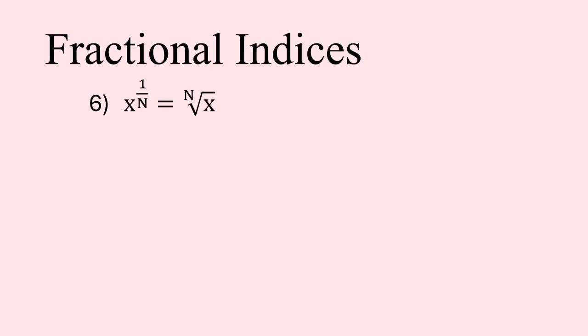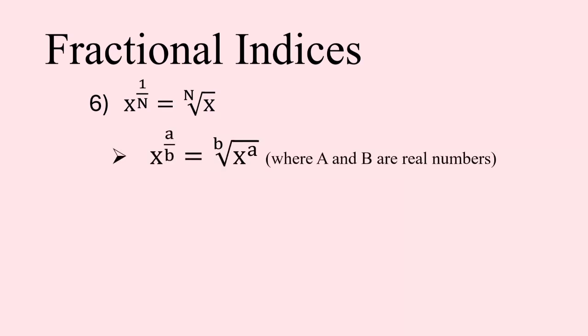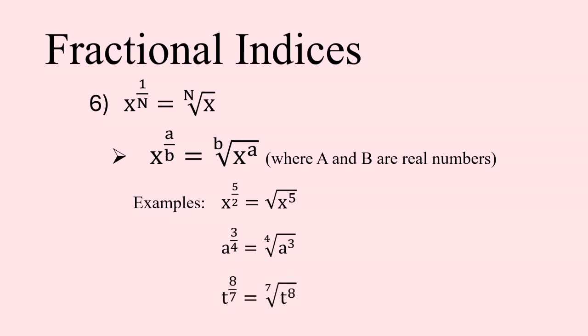Now, since x to the power of 1 over n is equal to the nth root of x, it follows that x to the power of a over b is equal to the bth root of x to the power of a, where a and b are real numbers. For example, x to the power of 5 over 2 equals the square root of x to the power of 5. a to the power of 3 over 4 is equal to the 4th root of a to the power of 3. t to the power of 8 over 7 is equal to the 7th root of t to the power of 8.